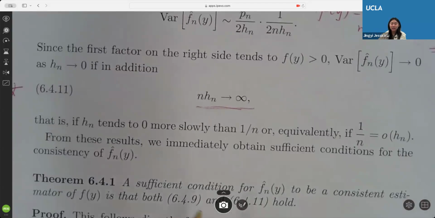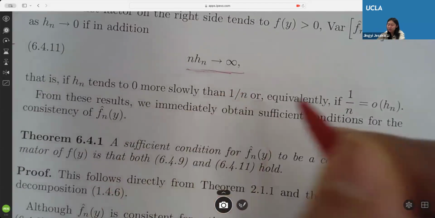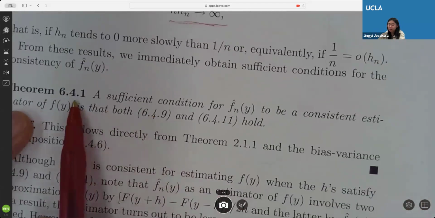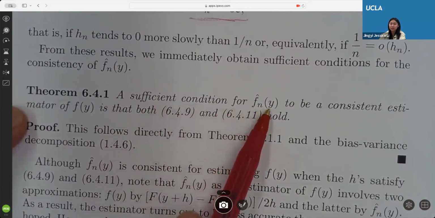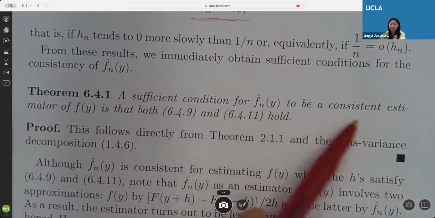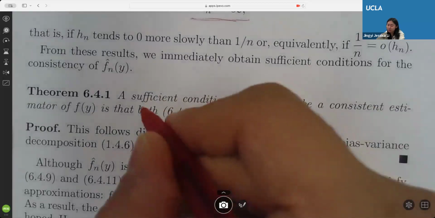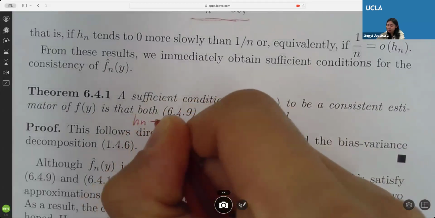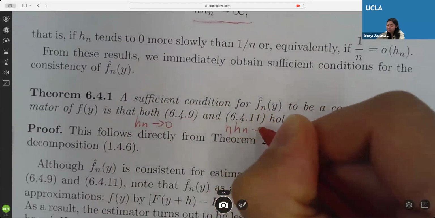So basically, let me just repeat the two conditions. The theoretical result: a sufficient condition for the naive density estimator to be a consistent estimator for Fy is for both these two conditions to hold. Hn goes to 0, and the second is n times hn goes to infinity.